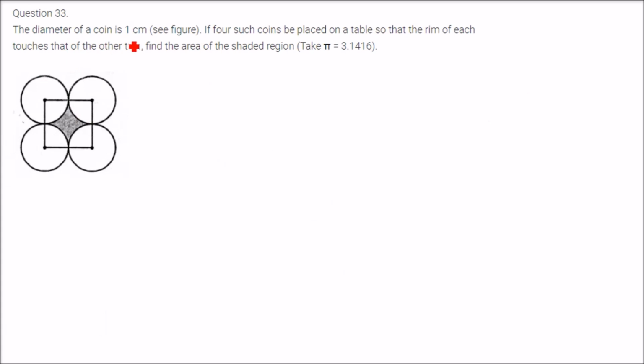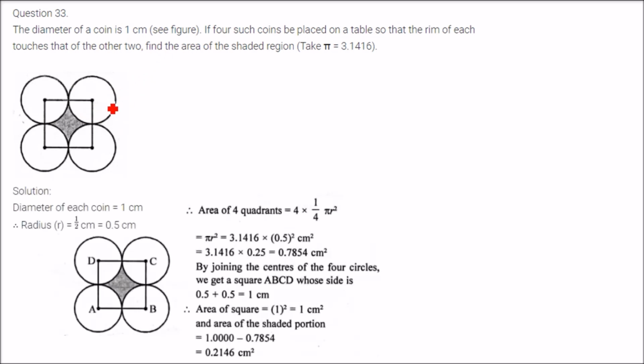The diameter of a coin is 1 centimeter. And if such 4 coins are placed on a table so that the rim of each touches that of the other 2, find the area of the shaded region. So we have this same thing which we just did now, and here the things are given: the diameter is 1 centimeter, so the radius will be 0.5. Here also 0.5, 0.5, 0.5. And the square is being formed. What is the area of this square? See, this is 0.5, this is 0.5. So the side is 1.